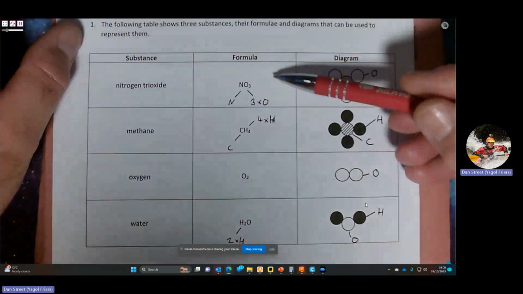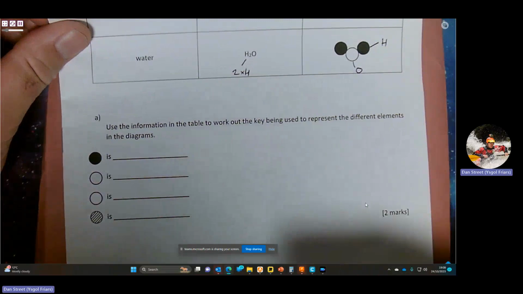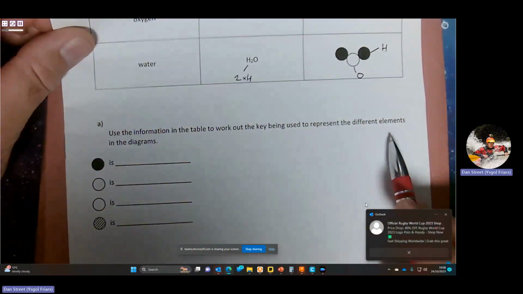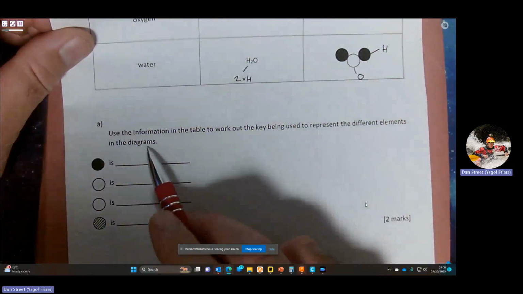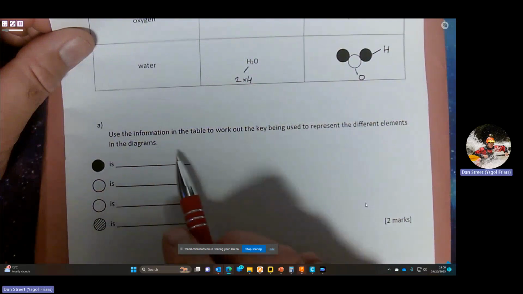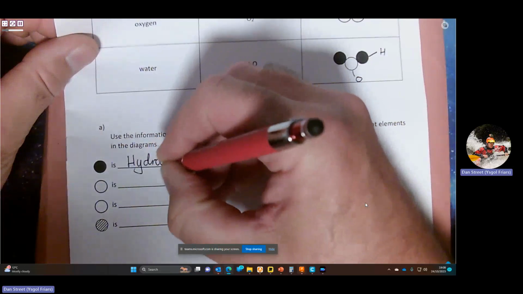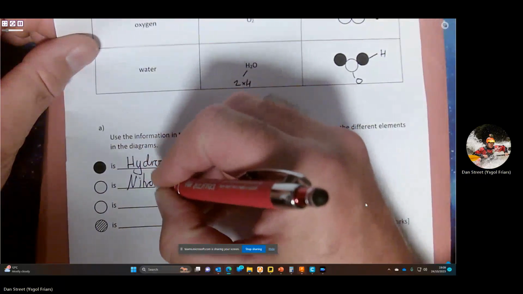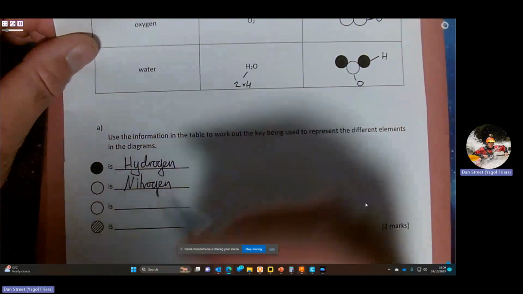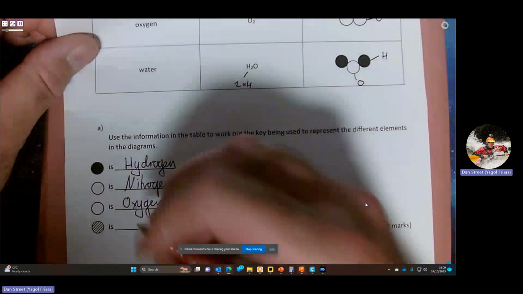Okay, and it's more logic than it is chemistry really. So once you've got that, you can then fill in this table. So we've already worked out that the black circle is hydrogen. Now it says here, use information in the table to work out the key being used to represent the different elements in the diagrams. It doesn't specify whether it wants names or symbols, but it's probably best to go for names. Okay, so if we put hydrogen here, and then we know that this grey circle is nitrogen. The white circle is oxygen. And the hatched circle is carbon.